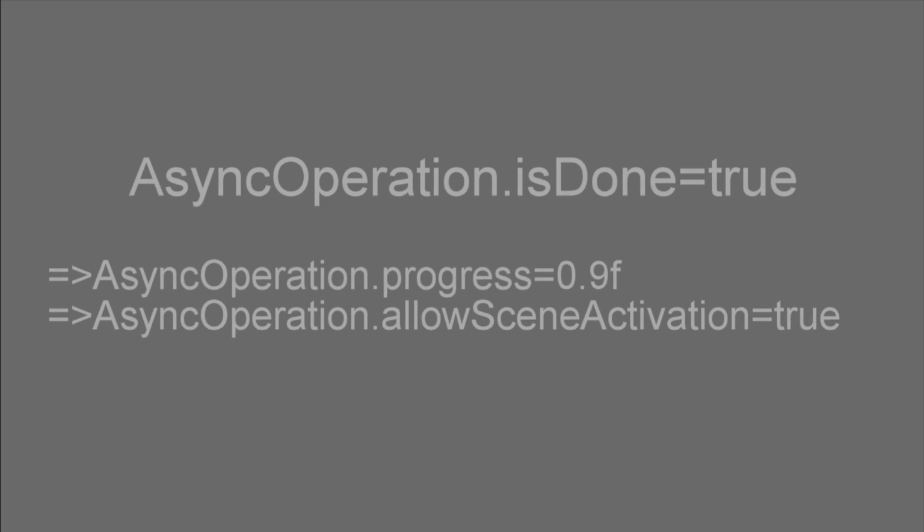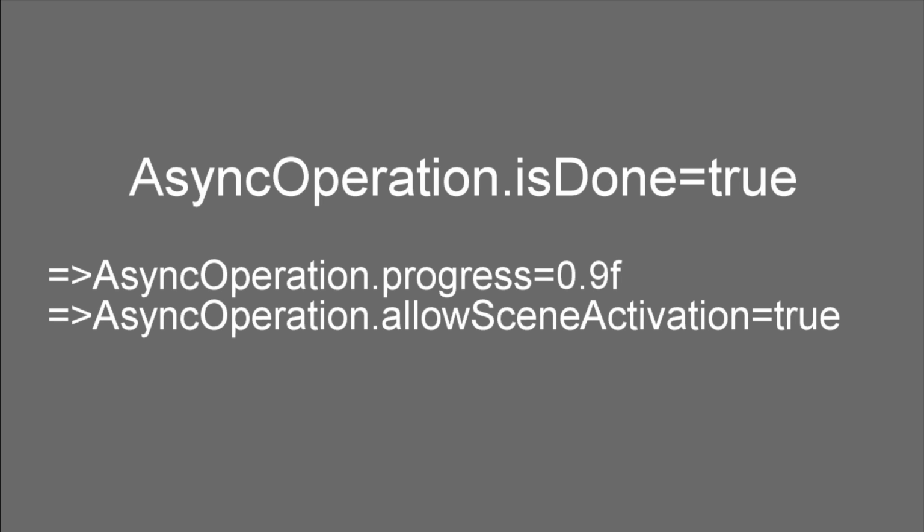And finally, we have async operation is done. When is done is true, then we will switch level. And is done is true when progress is 0.9, that means level is fully loaded, and scene activation is true.